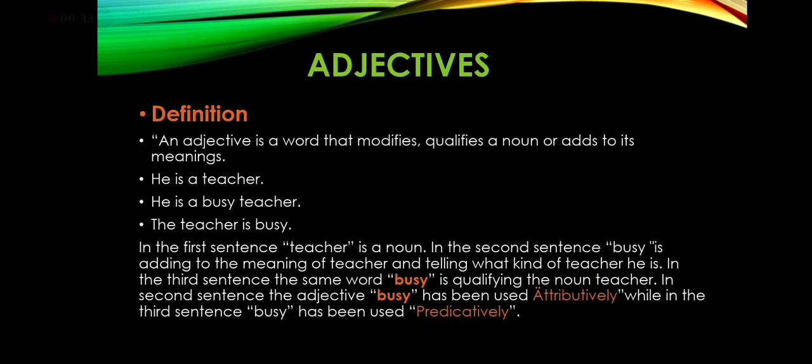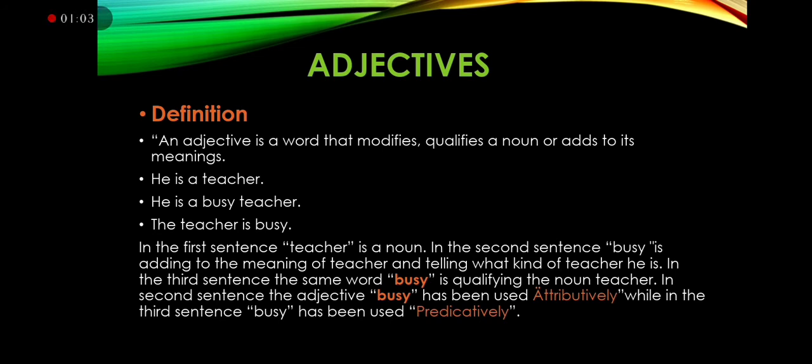Now you have to see these three examples. He is a teacher. He is a busy teacher. The teacher is busy. Now see, you have to find out where the adjective is in all three sentences. In the first sentence, he is a teacher. In the first sentence, teacher is a noun. As I told you, an adjective always modifies or qualifies or adds more meaning to the noun.